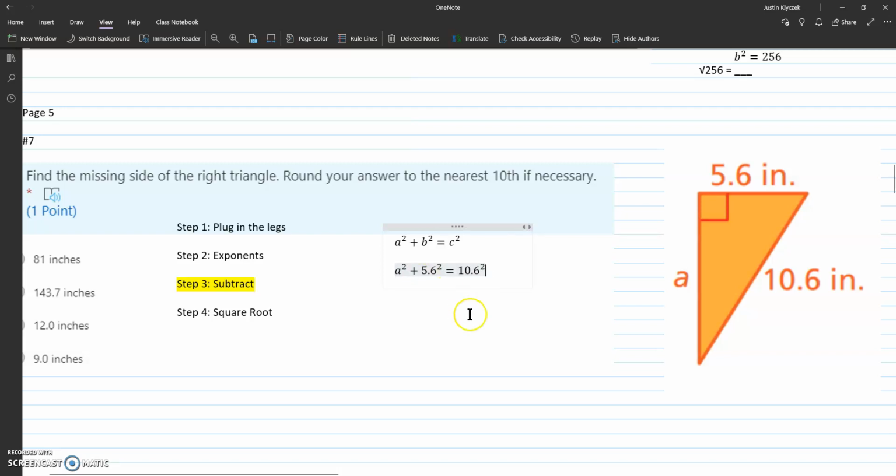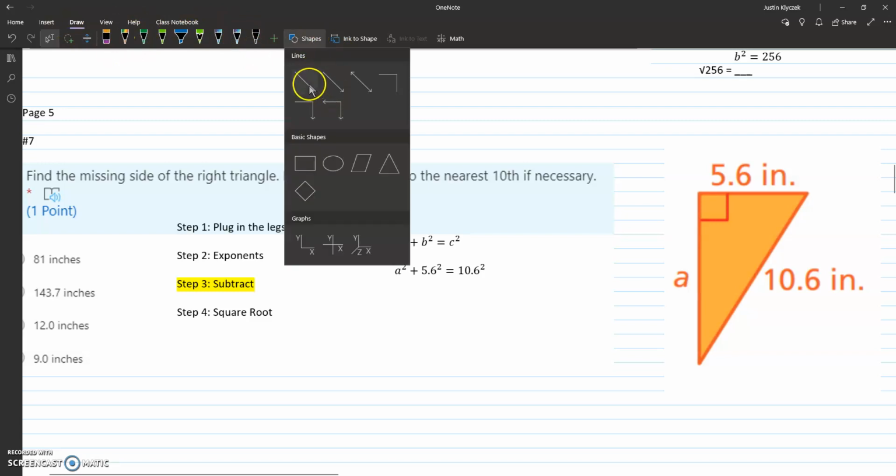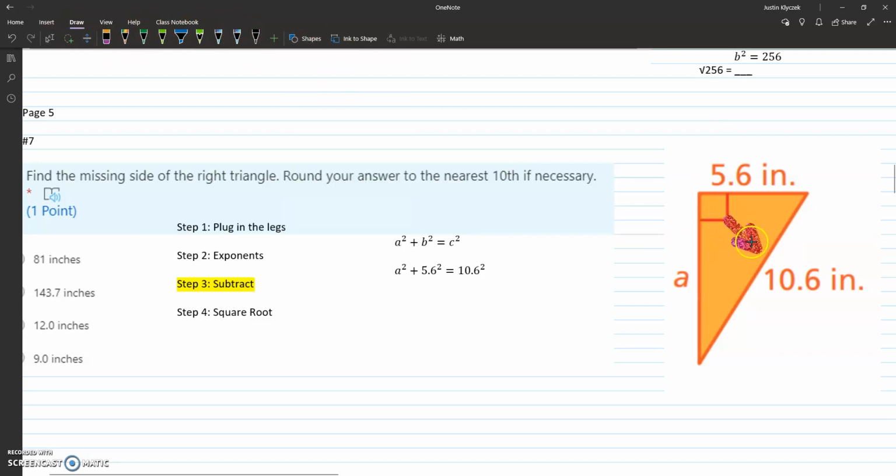Now, how did I know that the 10.6 went there and not where the 5.6 is? Because it is the hypotenuse. It's the longest side. It's across from the right angle. So if you remember, I always drew a line, like an arrow, pointing like this, because the side across from the right angle is always the hypotenuse. And from there, you follow the steps: exponents, subtract, and square root. Now is a good time to pause. And when you're back, let me know.